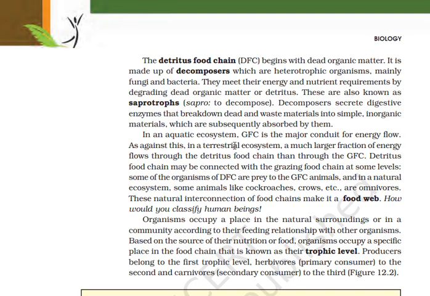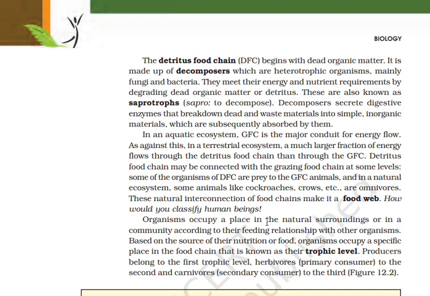In an aquatic ecosystem, GFC is the major conduit for energy flow. As against this, in a terrestrial ecosystem, a much larger fraction of energy flows through the detritus food chain than through GFC. Detritus food chain may be connected with the GFC at some levels. Some of the organisms of DFC are prey to GFC animals, and in a natural ecosystem, some animals like cockroaches and crows are omnivorous. These natural interconnections of food chains make it a food web. How would you classify human beings?